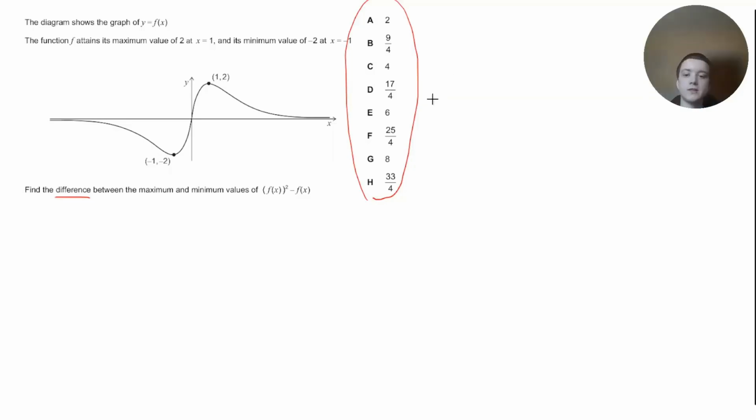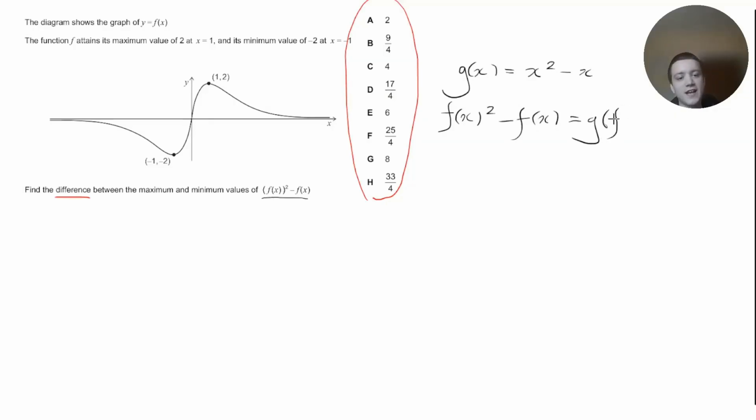Now, something we can notice is that this expression over here, f of x squared minus f of x, is a function of f of x itself. So if g of x is x squared minus x, then f of x squared minus f of x is going to be g of f of x.